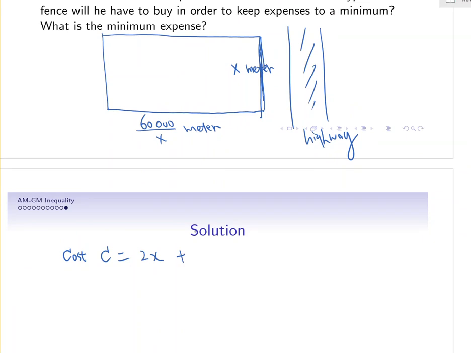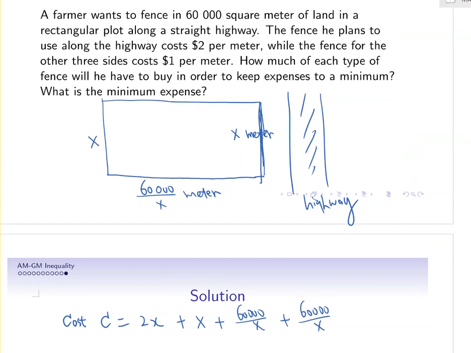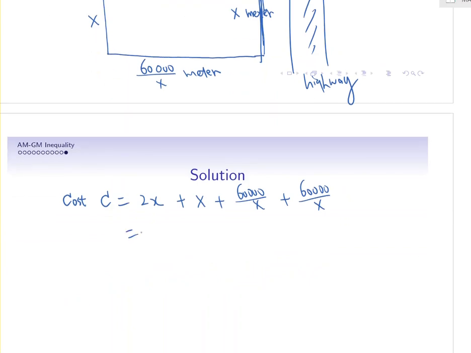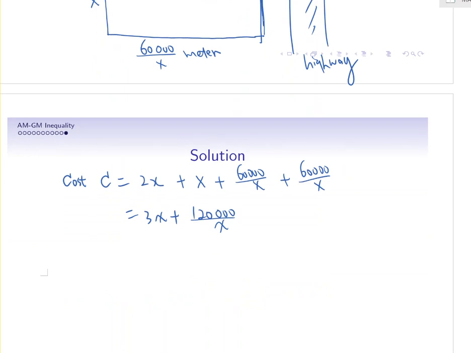So I would have, this is x meters as well, so that's x dollars, and then 60,000 over x for this side, another 60,000 over x for the other side, which turns out to be 3x plus, these two terms can be put together, 120,000 over x. So this will be the total cost, and we want to minimize the total cost.